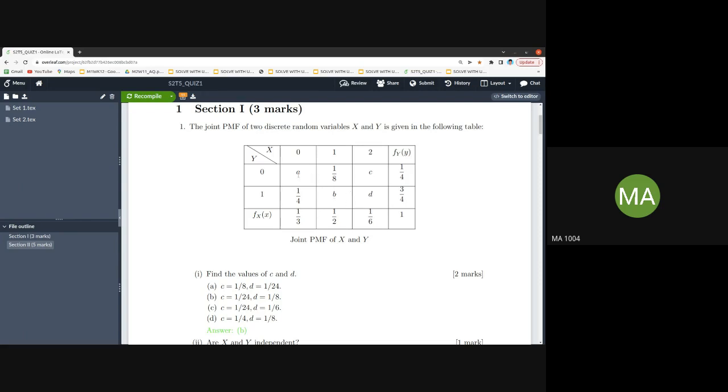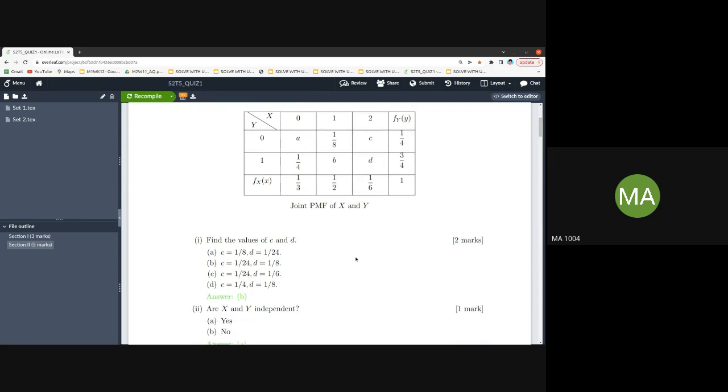Then A plus 1/8 plus C will be 1/4. From there you will get C, and finally you can get D. After you do that, you will get something like this: C value will be 1/24 and D value is 1/8.